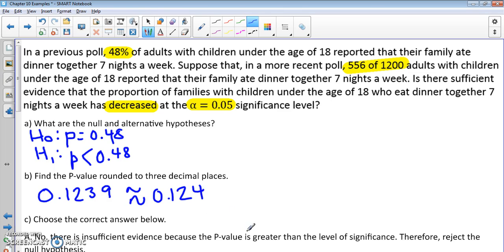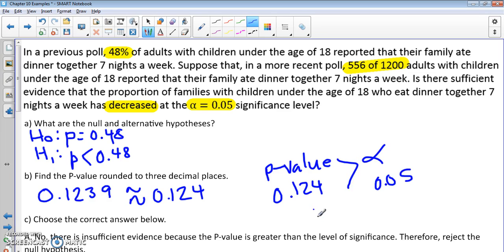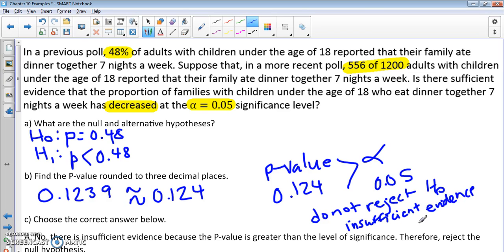So then we want to look at our conclusion here. So the p-value, we're going to compare that to alpha. So our p-value is 0.124, alpha is 0.05, so our p-value is greater than alpha, so we do not reject the null hypothesis. So that means that there's insufficient evidence to conclude the alternative.